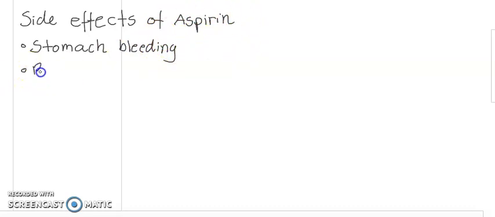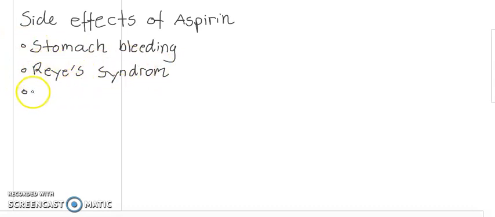And then you have something called Reye's syndrome. Reye's syndrome is only if you take aspirin as a child, and it's not common. But what can happen is that it affects the liver and the brain. And it's actually a quite dangerous syndrome. So taking a lot of aspirin as a child can have an unwanted side effect. It's not common.